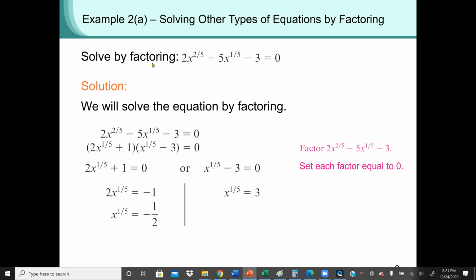Now, let's try to solve by factoring 2x to the power 2/5 minus 5x to the power 1/5 minus 3 equal to 0. So we will solve this equation by factoring. First, we have 2x to the power 1/5 plus 1, then x to the power 1/5 minus 3. We do the trinomial factoring. So 2x to the power 1/5 plus 1 equal to 0. So here x to the power 1/5 will give me negative one half. Then the second, x to the power 1/5 will give me 3.